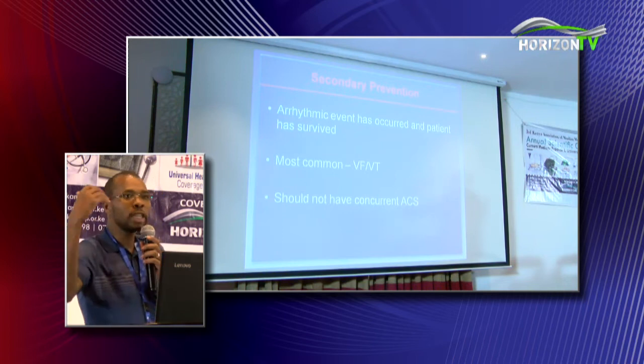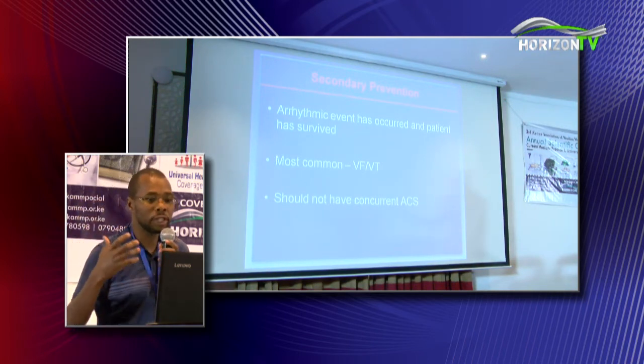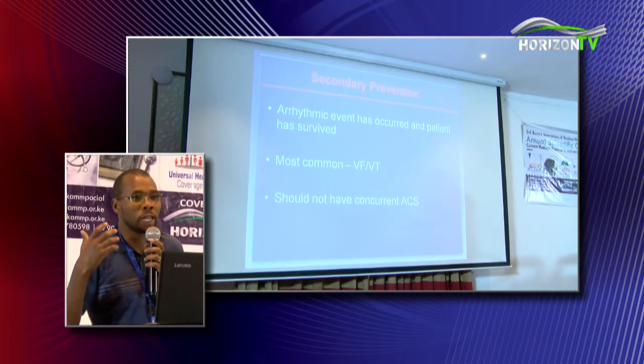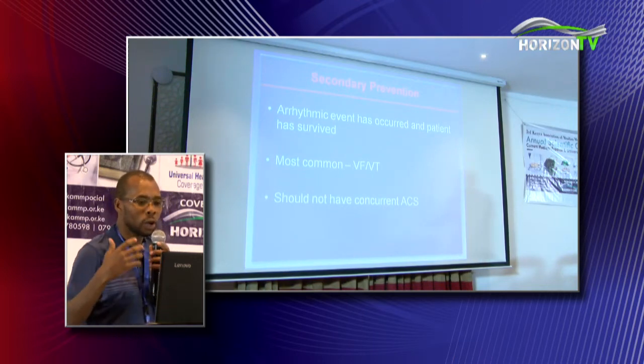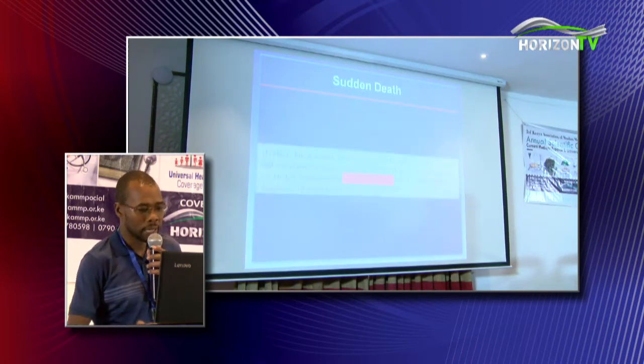Whereas secondary prevention is for a group of people who have already been resuscitated from an event, such as VT or VF. And usually this is outside the setting of acute coronary syndrome. So these are patients who have survived an acute cardiac event and therefore got resuscitated. And sudden death is not uncommon.